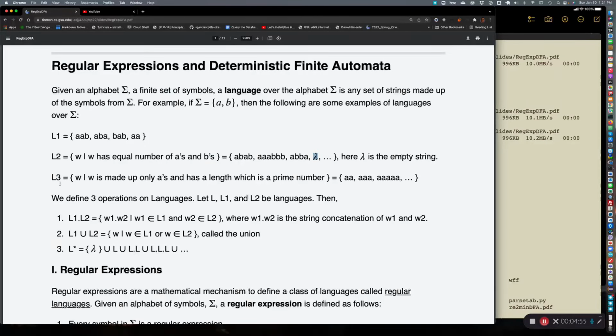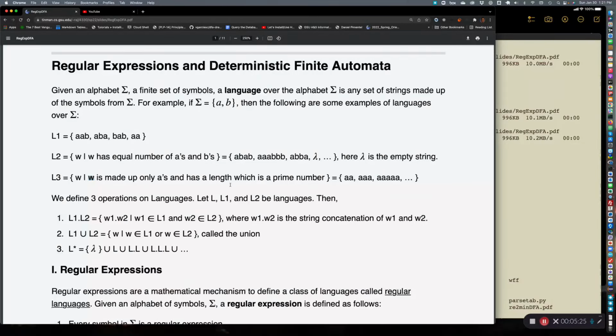A third language, L3, is again W, such that W is made up of only A's. Now this time we don't allow B's in the strings of L3. Okay. But the additional condition is that the length of the word W or the string, we sometimes refer to W as a word, but strings and words are used interchangeably. The length of W is said to be prime in this language, okay?